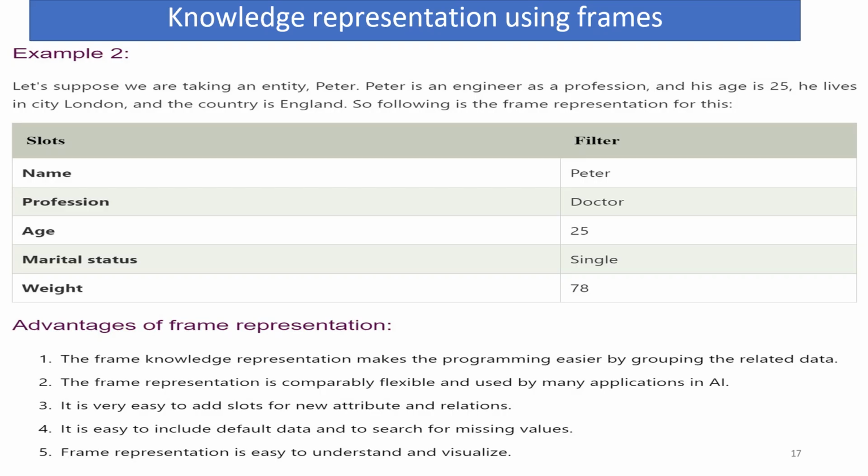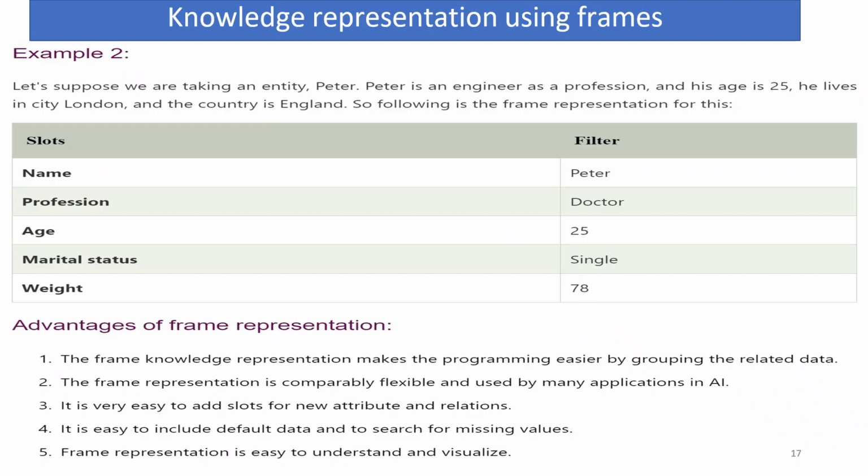Email will be of any xyz or peter@gmail.com can be added later. It supports the default data, default value and missing data. The frames can store a default value and identify the missing information. Gender will be male by default and phone number will be unknown. And finally, it is easy to understand and visualize.